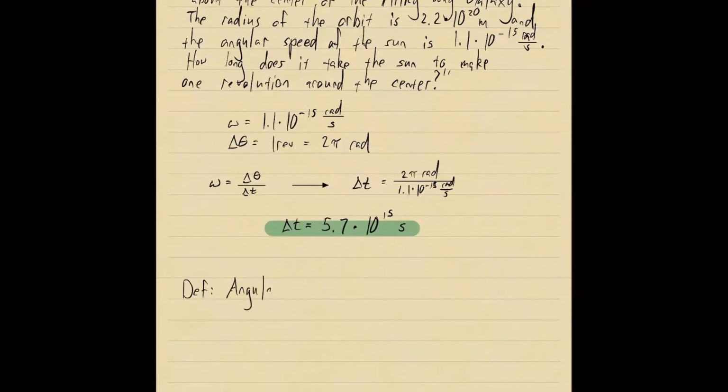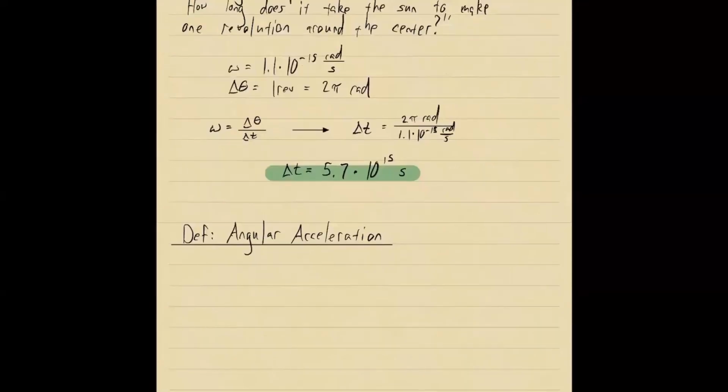Angular acceleration. So again, a lot of these things should look somewhat familiar. They should have roughly the same form that we saw in lecture 2. So this just says that our average angular acceleration is equal to our change in angular velocity divided by time.